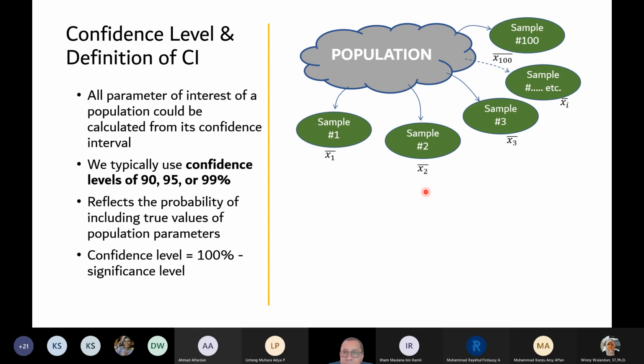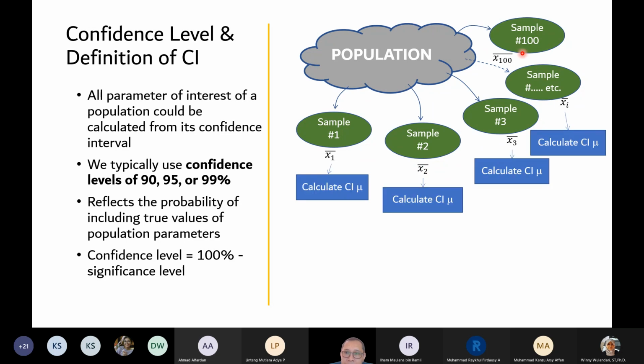And from each sample, we take its sample mean. So x bar 1 is the mean of sample number 1, x bar 2 is the mean of sample number 2, and so on, until x bar 100. Now, as I will show you in the next few minutes, from each sample mean, you can calculate the confidence interval of mu.